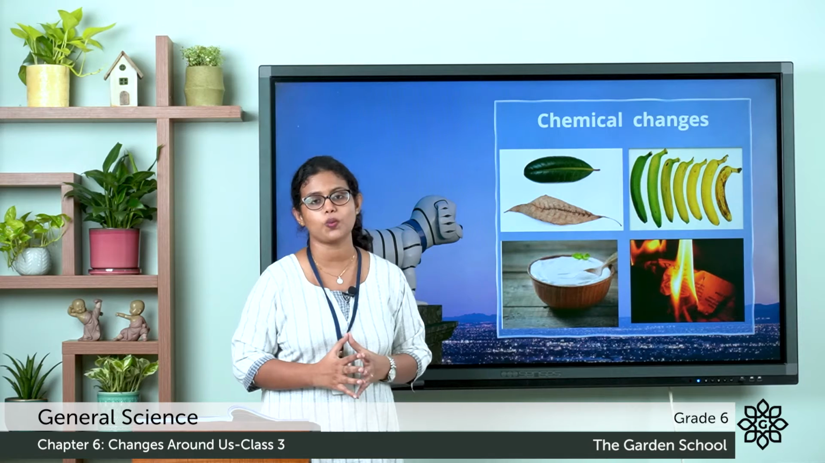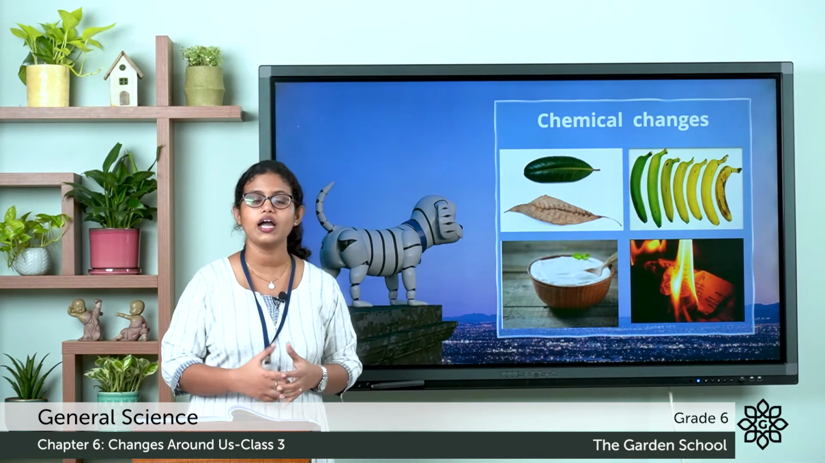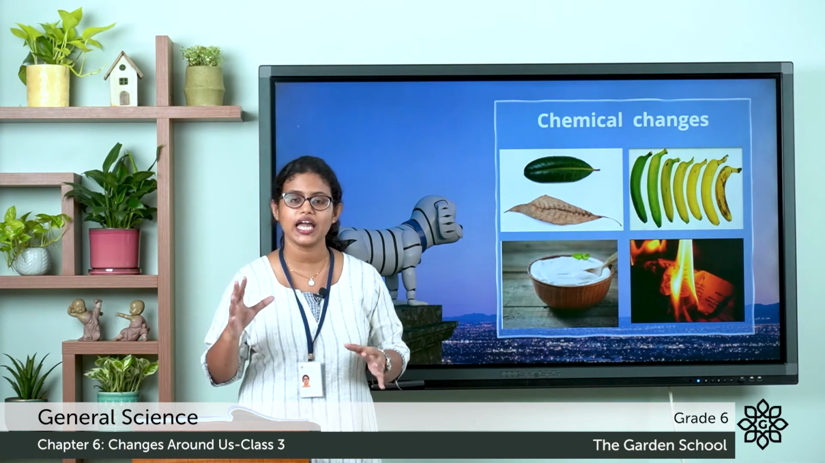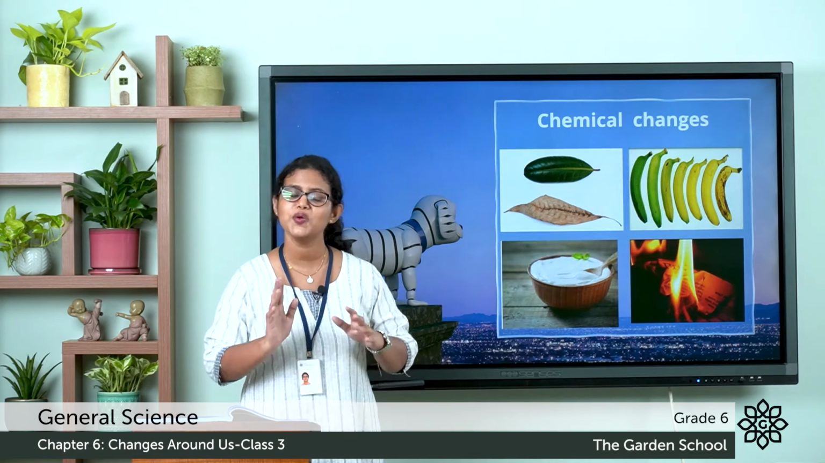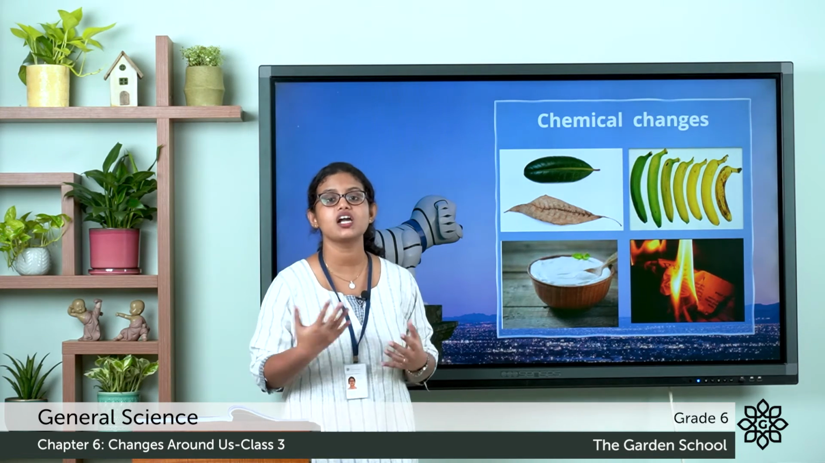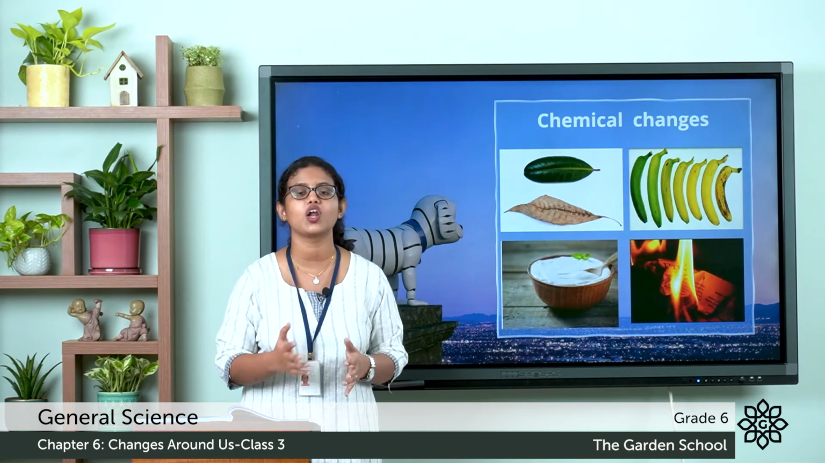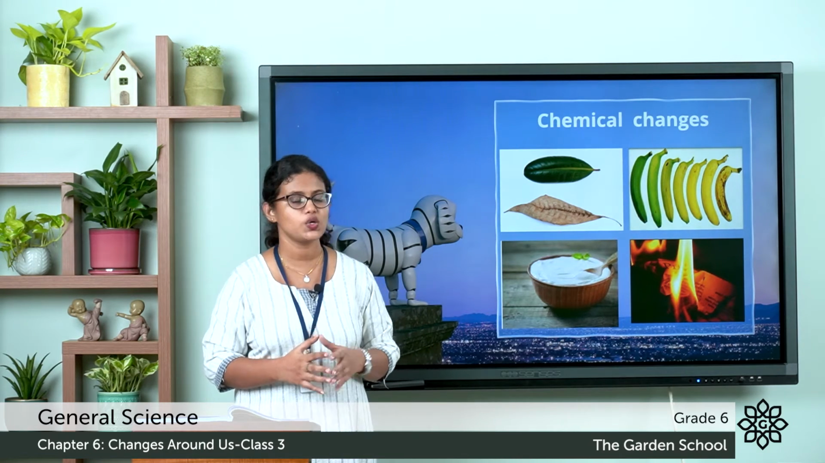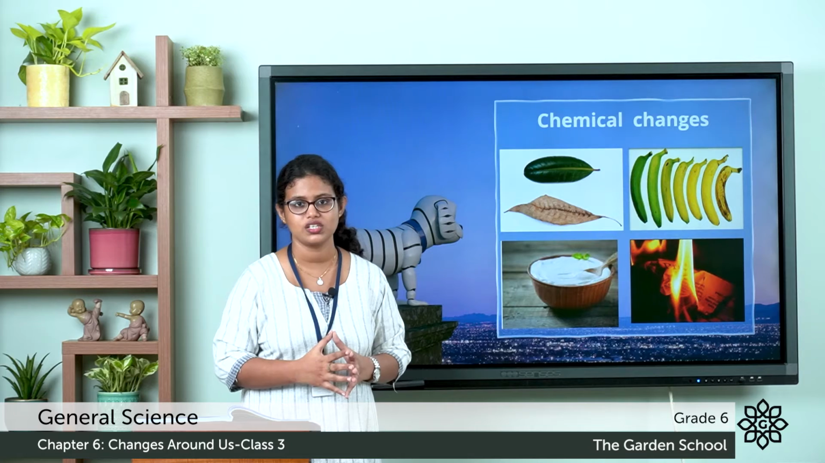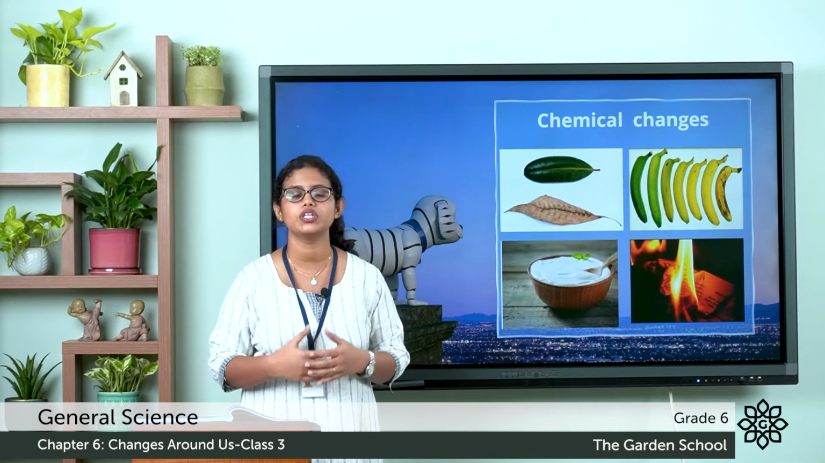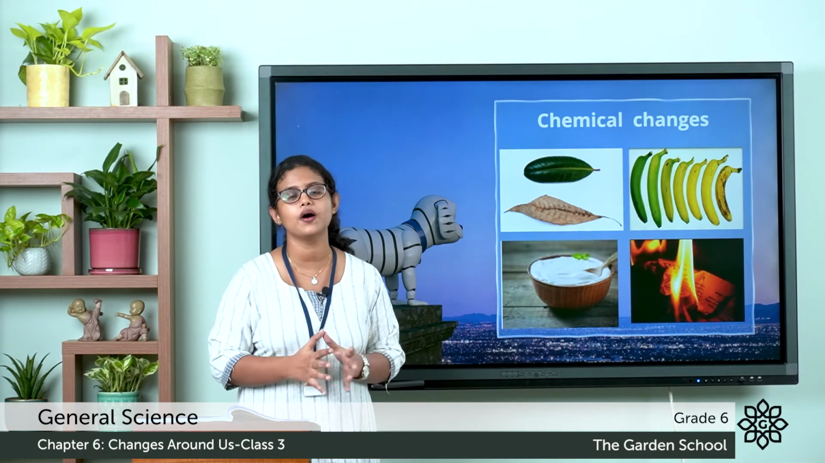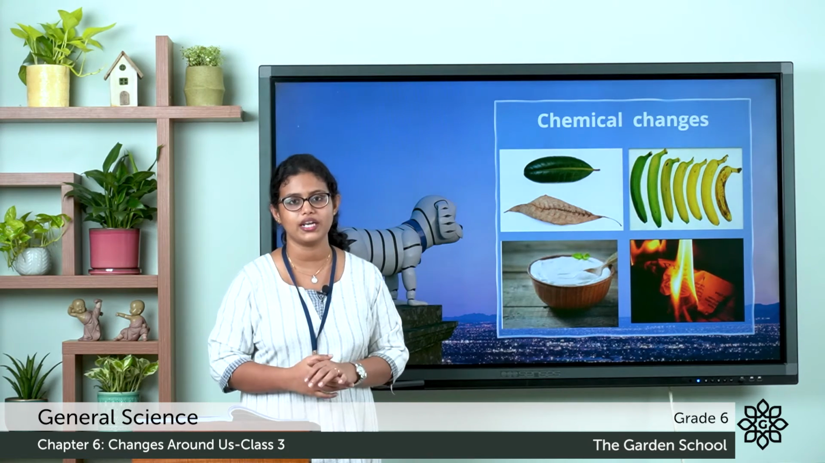What about the next one? A raw banana getting ripened. So can you change this ripened banana back to a raw banana? No, because it has undergone a chemical change that cannot be changed. So it is a chemical change. So it is irreversible. You cannot change it to the original form. It is permanent. The change is permanent.